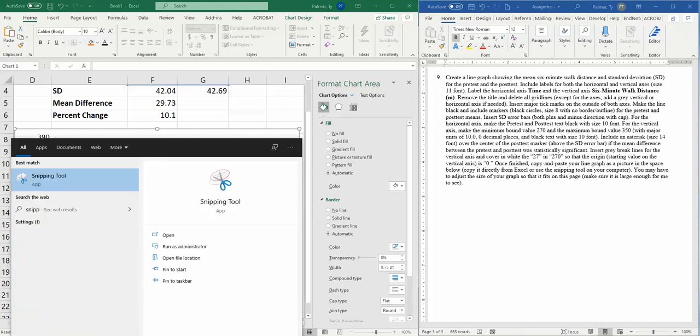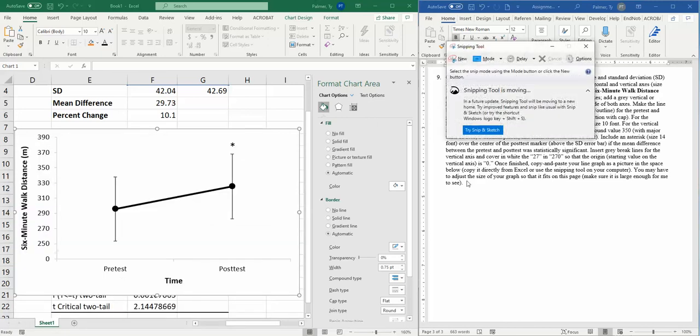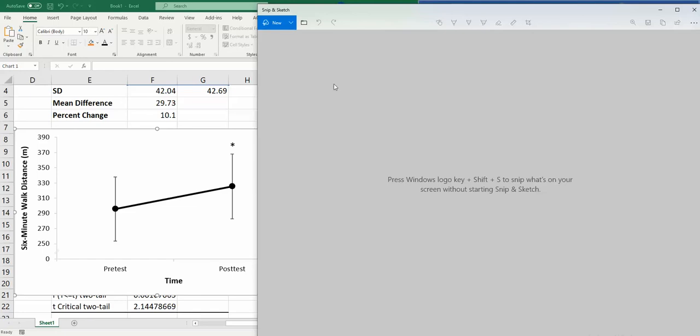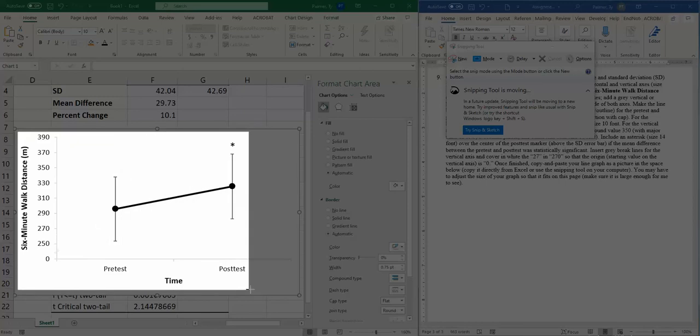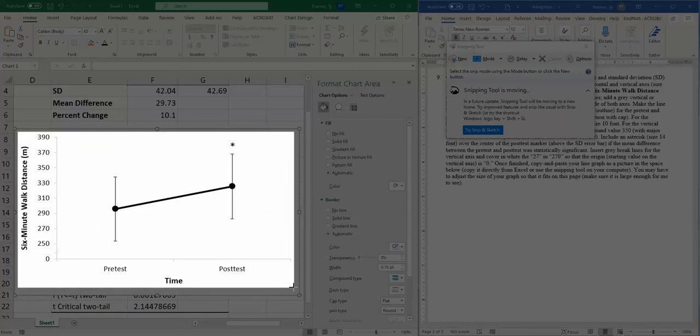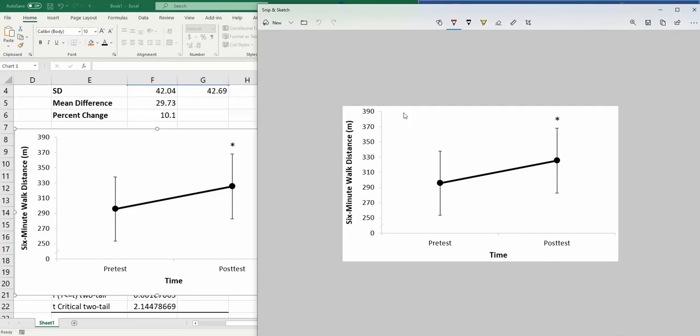You can search snipping tool, find it. Let's see if we can get it to work. Go to Snip and Sketch, click on New, and then you can click and drag to where the graph is captured in its entirety. Make sure you don't cut off anything. Make sure we see everything, the labels, the values, the axis, everything. That looks really, really good right there.